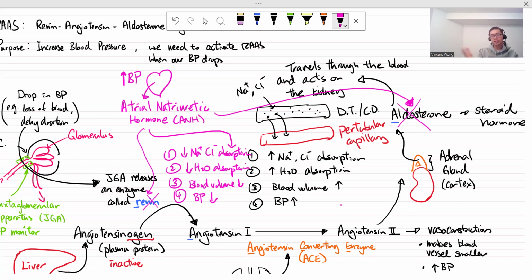So essentially, the RAS system and the ANH, they are like two ends of the balance, two ends of the seesaw. They have to work together to maintain optimal blood pressure. If it's too high, ANH brings it back down. If it's too low, the RAS will bring it back up.